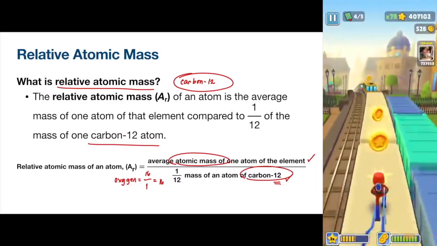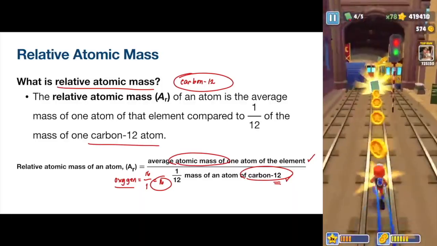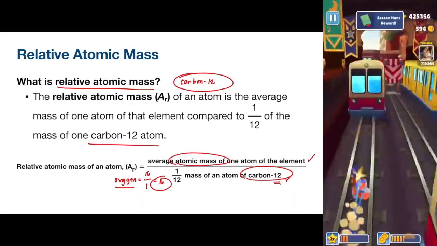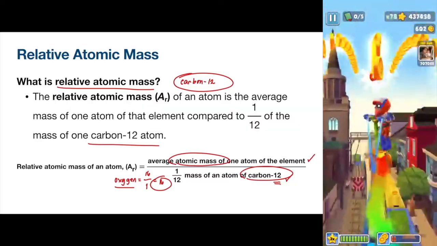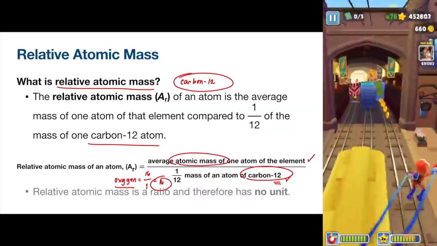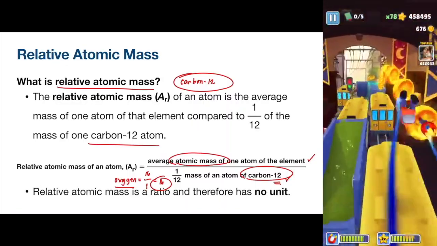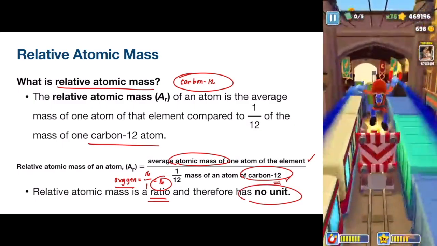This means that one atom of oxygen is 16 times heavier than 1/12 of a carbon-12 atom. Also, as we can see in our final answer, we just wrote 16 because relative atomic mass is just a ratio. Therefore, it has no unit.